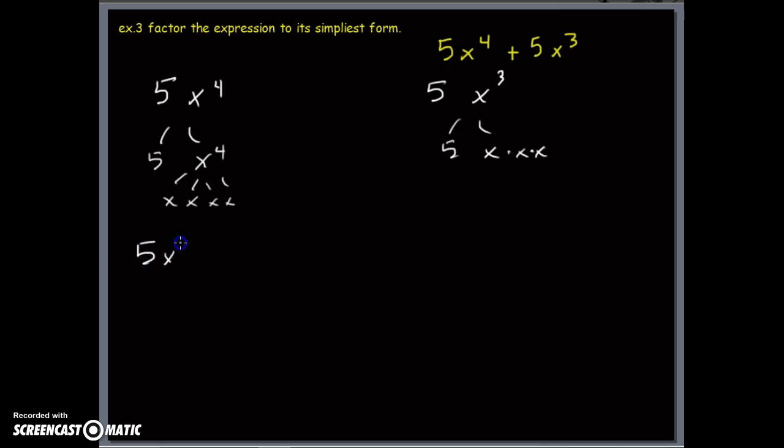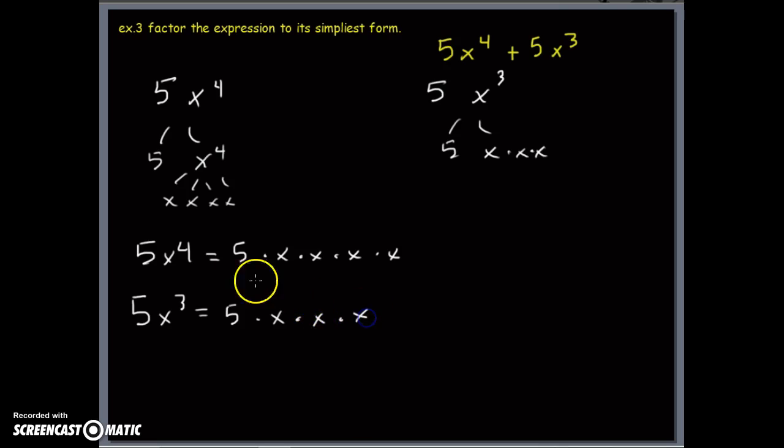So 5x to the fourth, prime factor is 5 times x times x times x times x. And then for the second term, we've got 5 times x times x times x. So what do they share? Well, obviously they share the 5, and then they share 3 x's. They both have 3 x's that are being multiplied.